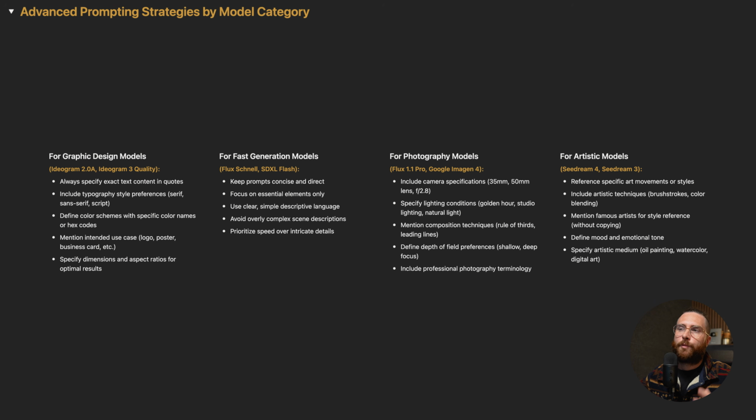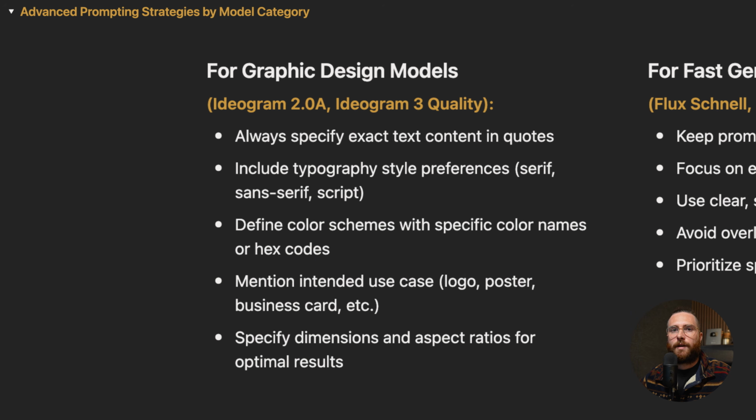But when we're talking about advanced prompting strategies, we want to think about model category. So for the graphic design models, we established that Ideogram 2 and Ideogram 3 are exceptional with quality. Now, to have a little bit more of an advanced prompt guide for that, we're going to specify the exact text content in quotes. So if we are trying to generate a graphic of a welcome card or a wedding invitation, and we want it to say "you are invited" in vintage or Victorian lettering, the "you are invited" that's on that main card needs to be in quotation marks.